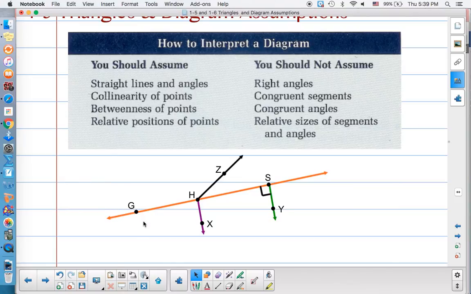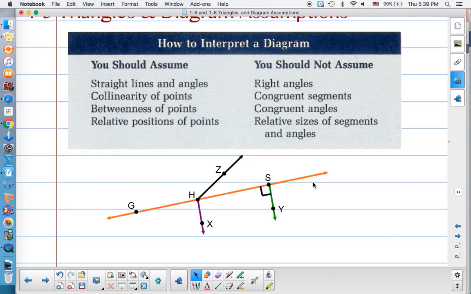Betweenness of points and relative position means that what we know is that G is to the left of point H. We don't know how far to the left, but G is to the left of point H. H is between points G and S.